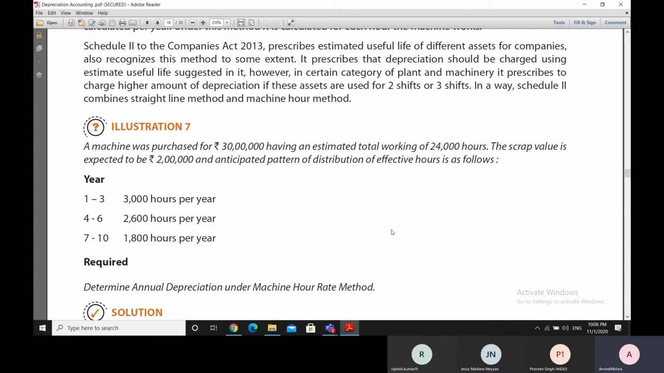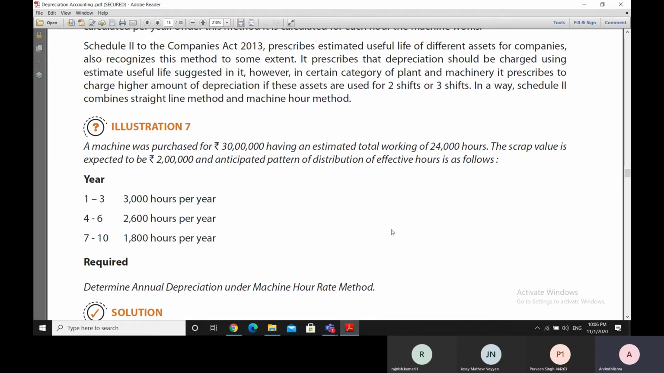The scrap value at the end of the useful working life of that machine was expected to be 2 lakh rupees. That after the useful life, when the machine is sold, it would fetch 2 lakh rupees. And we anticipated that the distribution of the effective hours would be like this, that for the first 3 years, every year 3,000 hours the machine would be used.